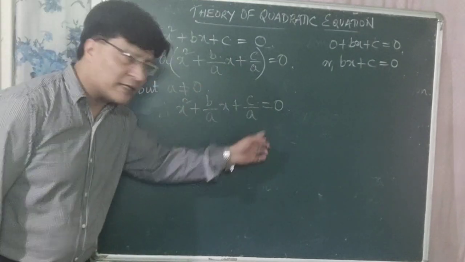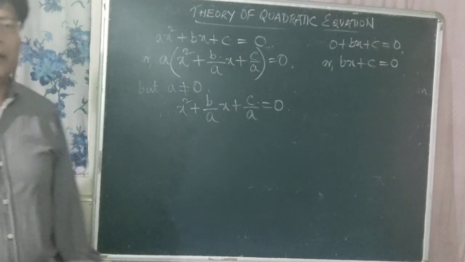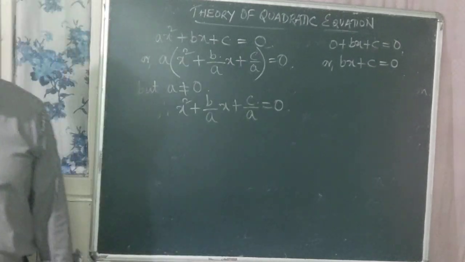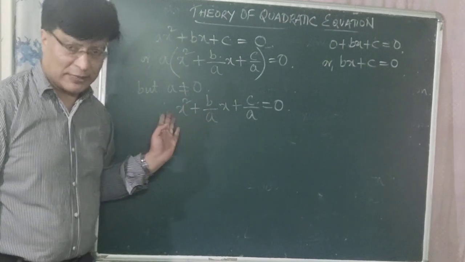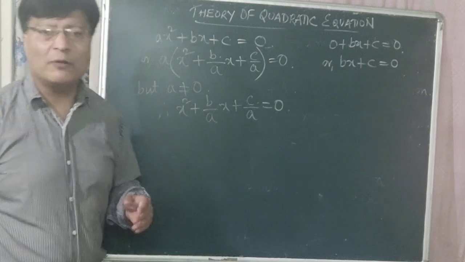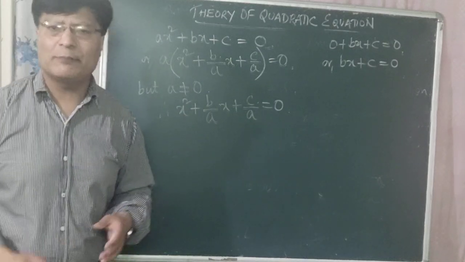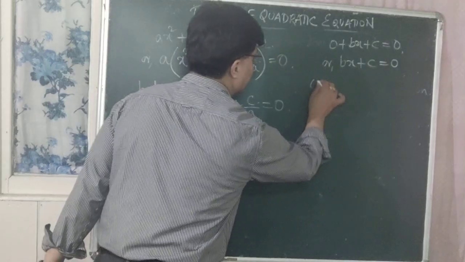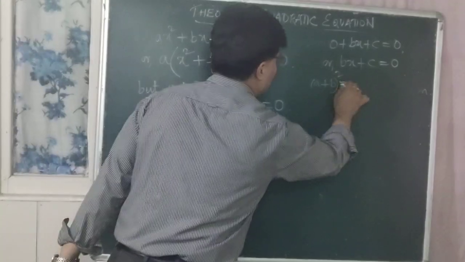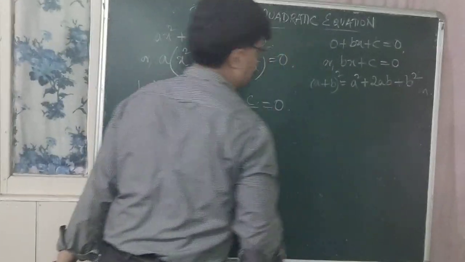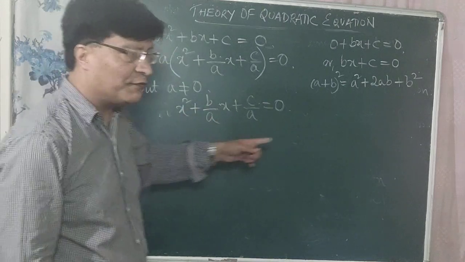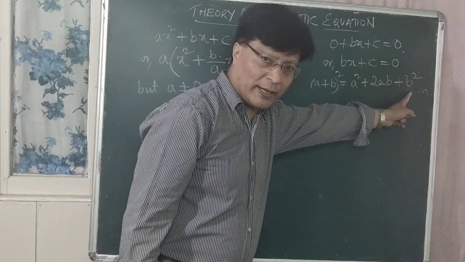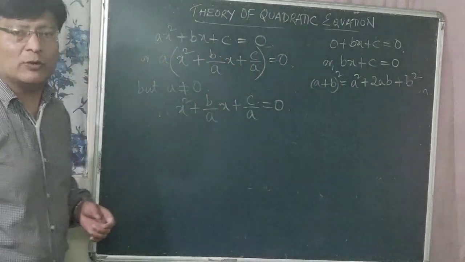You have to convert it into a perfect square. Perfect square means a plus b whole square form. This is a quadratic expression on the left hand side. You have to convert it into the form a plus b whole square. What is the formula for a plus b whole square? It is a plus b whole square is equal to a square plus 2ab plus b square. That means you have to convert this left hand expression into the form of a square plus 2ab plus b square, so that you can write a plus b whole square.